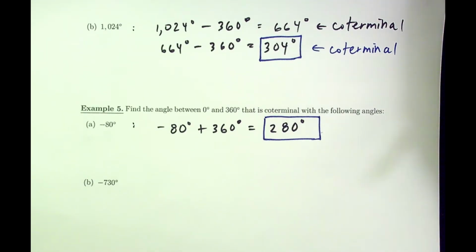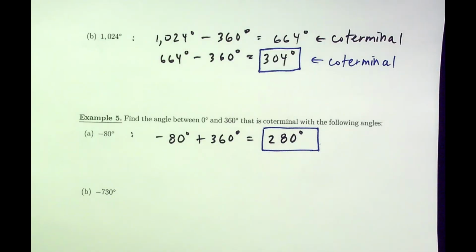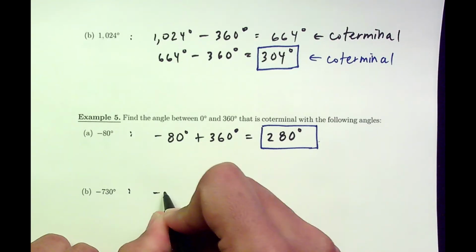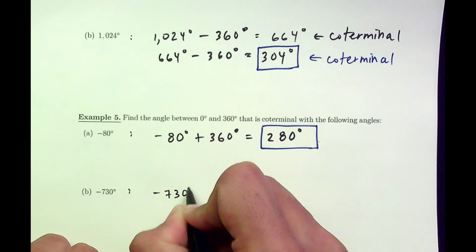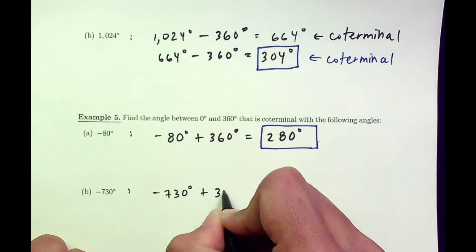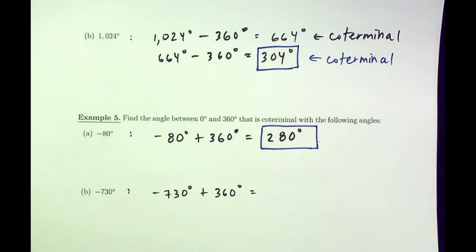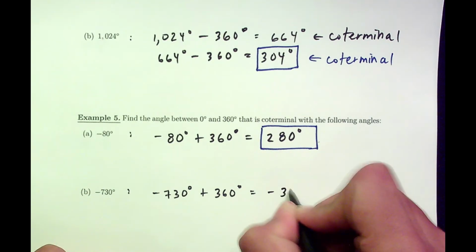Okay. How about that one? Figure it out. Take a moment and figure it out. Okay, now let's do it. So this is going to be negative 730 plus 360. We want to bring it to the positive side. So instead of subtracting 360, we add it. How much was that? Negative 730 plus 360. That is negative 370. Okay, that's still negative.